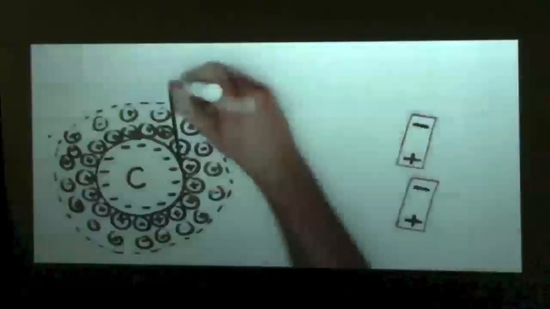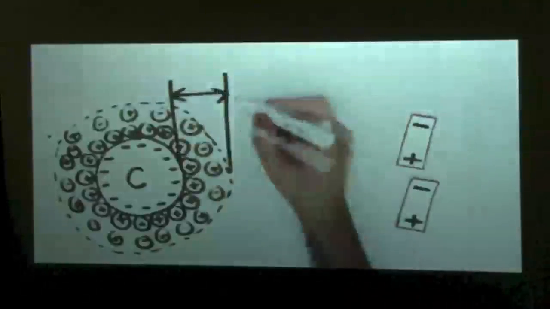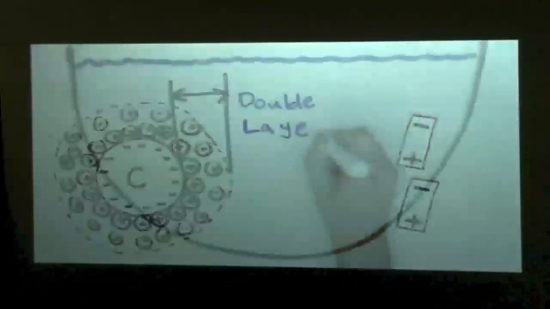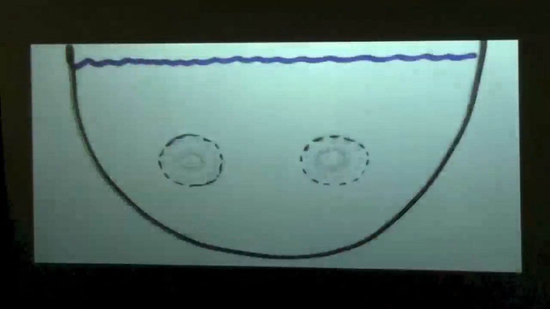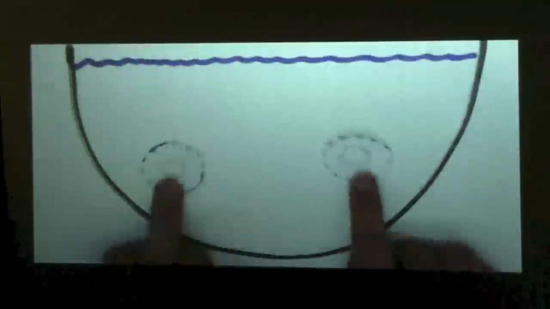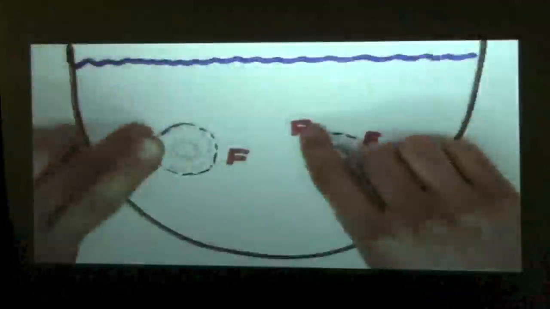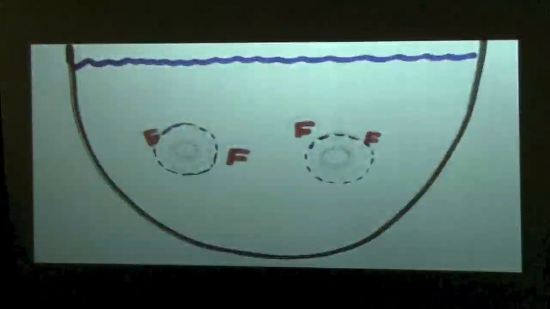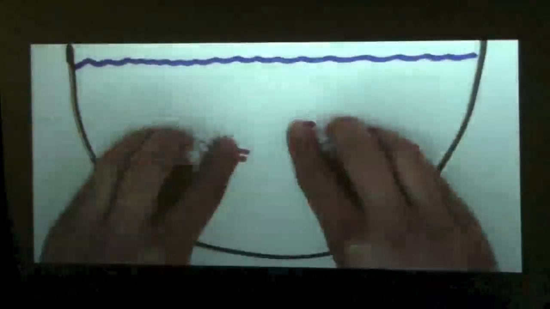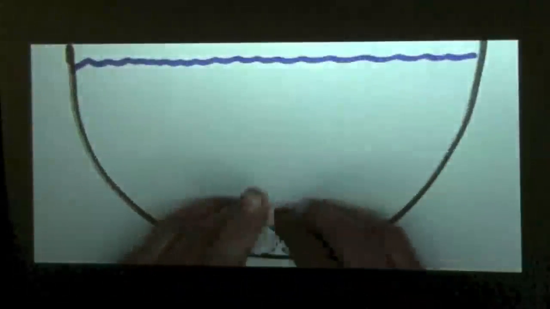Positive and negative ions will then surround the first, forming what is called a double layer. The double layer provides a repulsive force that prevents two colloids from sticking to each other. Once the flocculant is added, it adheres to the surface as a particle, compressing the double layer and allowing the colloids to stick to each other and form flocs. These flocs are now heavy enough to settle to the bottom by gravity.